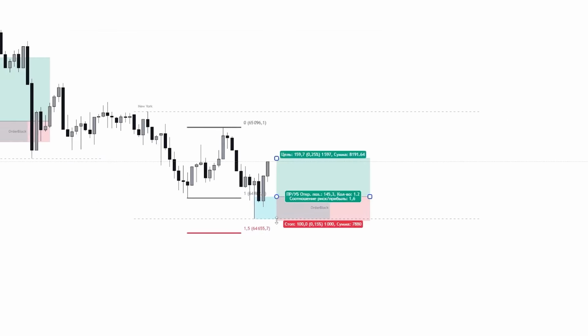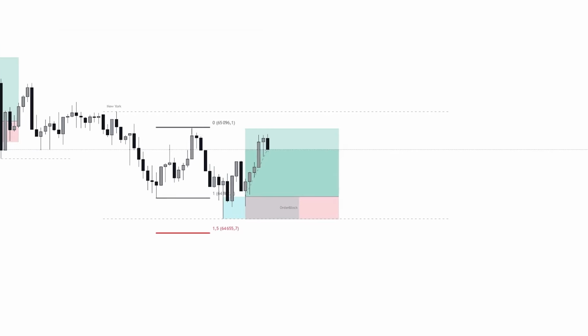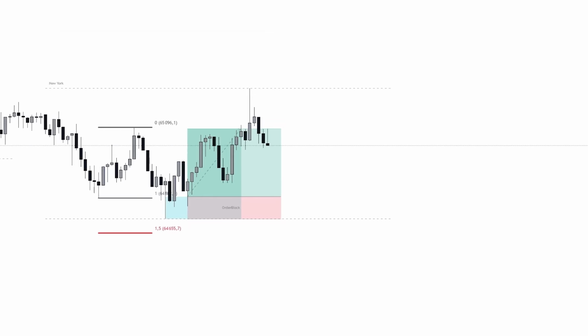We return to the 5-minute chart, place a pending order, and then observe how price behaves. Price takes our order and closes it at take profit. The trade is successful, so there is nothing more to do within this session, and we move on to the next day. The London session has started, and we immediately have a high.